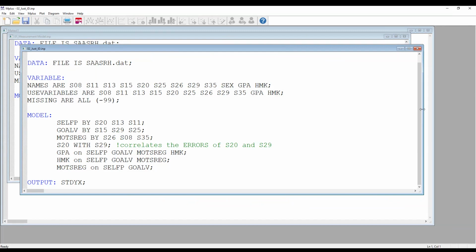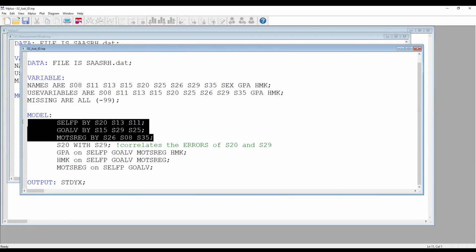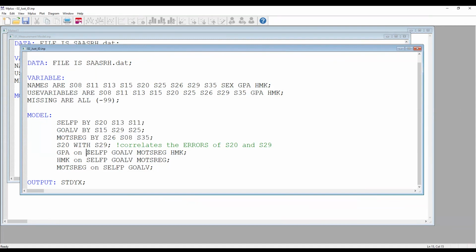Okay, so now we've got our model that has the conceptually omitted paths in there, right? Our just identified model. So here I still have my by statements, right? I still have this correlated error, but now I'm saying GPA is regressed on self-perceptions, goal evaluation, motivation, self-regulation, and homework, right? Homework is regressed on self-perceptions, goal evaluation, and motivation, self-regulation. Motivation, self-regulation is regressed on self-perceptions and goal evaluation.